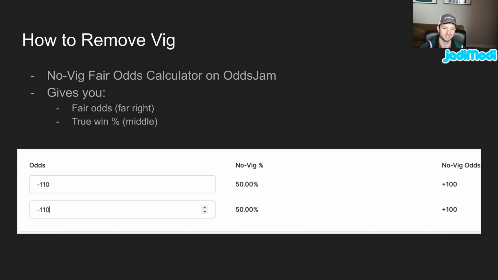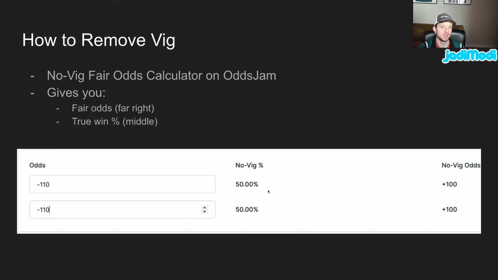But the most important thing when it comes to sports betting, you want to remove that VIG. When you remove the VIG, you are able to calculate the true line, the fair odds of what a sportsbook truly thinks of a market. Removing that VIG gives you the accurate representation of what that sportsbook thinks of the market. So again, you probably are aware by now, there's a calculator for that on OddsJam. You just type in both sides of the line, minus 110 each way. And what that does is it gives you the fair odds, the true line, which is on the far right here. So minus 110 each way equals plus 100, which equals 50-50. It also gives you the true win percentage, which is this percent here in the middle.